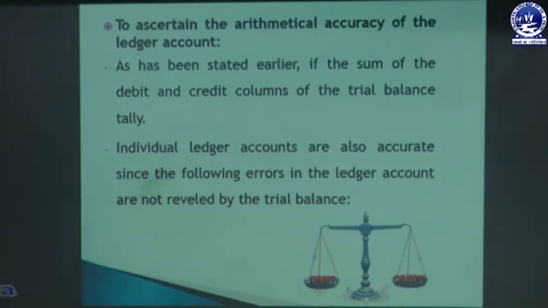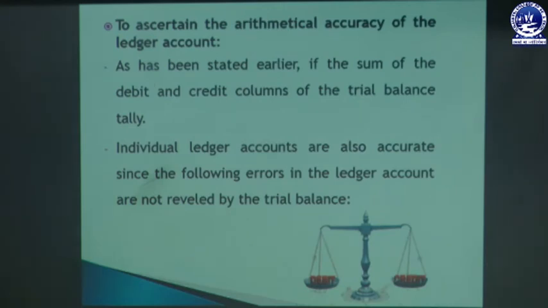The first one is to ascertain the arithmetical accuracy of the ledger accounts. As we know, a trial balance is a statement of balances of all the accounts taken from the ledger. So only to check the arithmetical accuracy of various ledger accounts we prepare the trial balance. As has been stated earlier, if the sum of the debit and credit columns of the trial balance tally, then that proves the arithmetical accuracy of the ledger accounts.